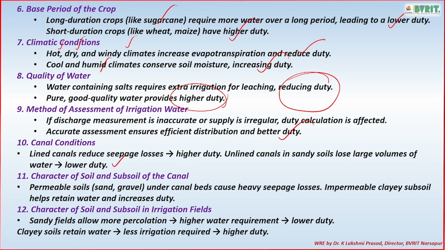Character of soil and subsoil of the irrigation field. One is canal, one is the irrigation field. So naturally, if sandy soils are there, more and more water percolates down. So that's why the duty will be very low, because you require more and more water supplied. If it is a clayey soil, it retains more and more water, naturally the higher duty.